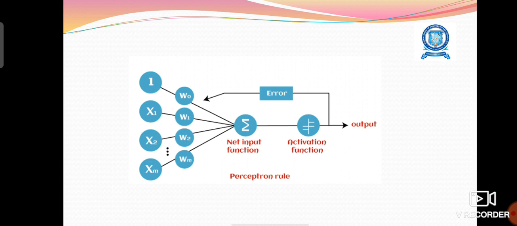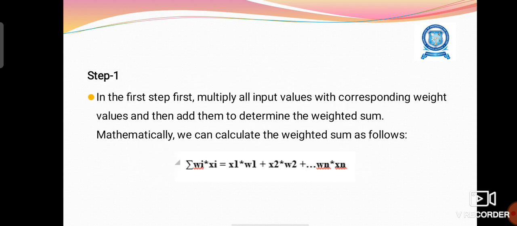So this is the diagram we have already seen. Each input value will be multiplied with its weight and all the answers will be summed up. In step 1, multiply all the input values with corresponding weight values and then add them to determine the weighted sum like this. x1 is the first input, it will be multiplied with its weight value w1, x2 times w2, up to xn times wn. All of this will be added together to form the weighted sum.